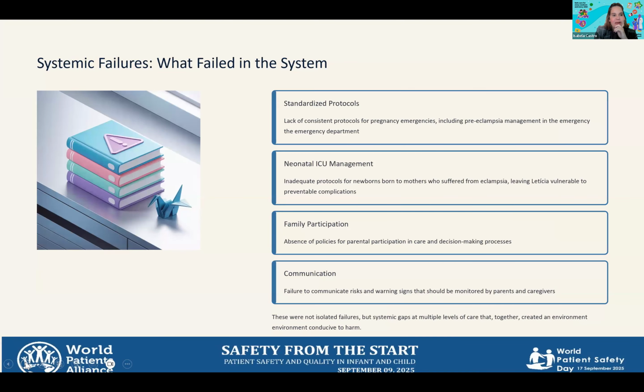We were surrounded by a system with systemic failures, and today I can see and share this because I have studied, I have improved, and I have revisited this story almost every day of my life. I can hear the monitor of that ICU most of the time, even nowadays. So I can tell you there was a lack of standardization, protocols, neonatal management, and family participation at all.